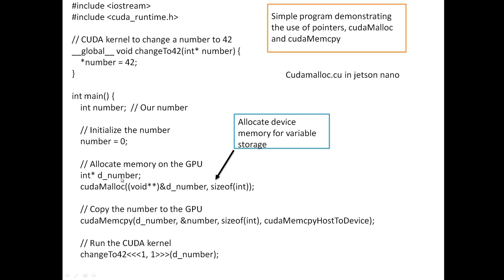Whatever memory it takes to store a number 0, which is an integer, you know it may take 4 bytes. That means the starting address of that is the integer's starting PTR. This is a PTR to that number, that is d_number.